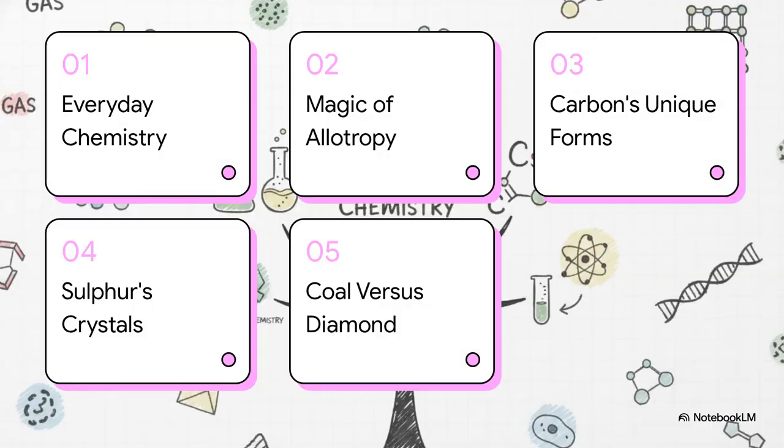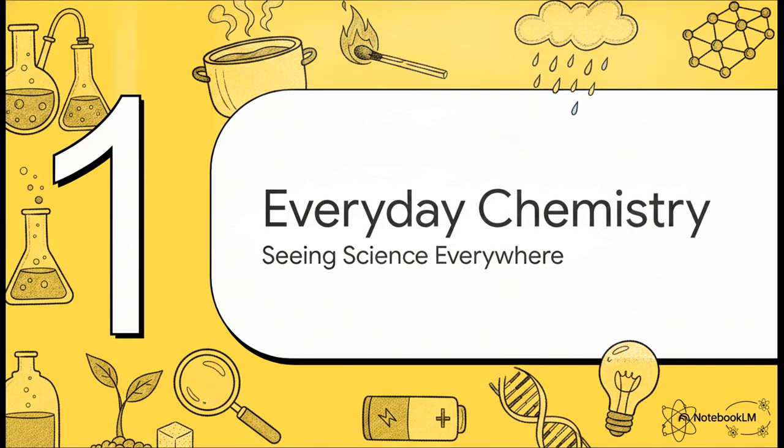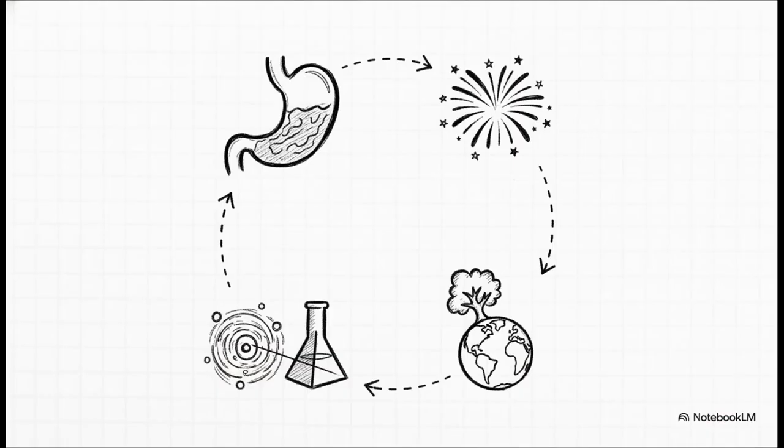So here is our quick agenda for today. 1. Branches of everyday chemistry. 2. The magic of allotropy. 3. Carbon's 3 unique forms. 4. Sulfur's dual crystal structures, and 5. Coal versus diamond. Starting with Section 1, Branches of Everyday Chemistry, Seeing Science Everywhere.